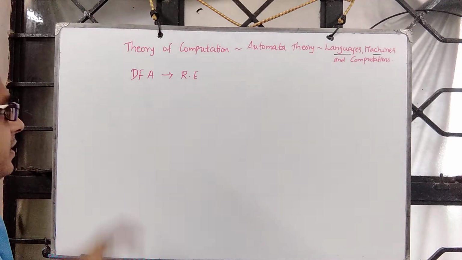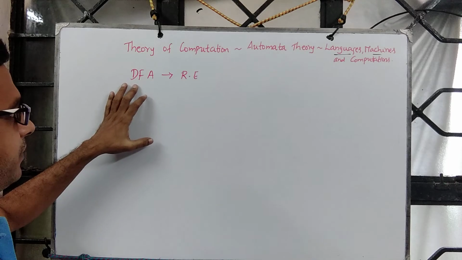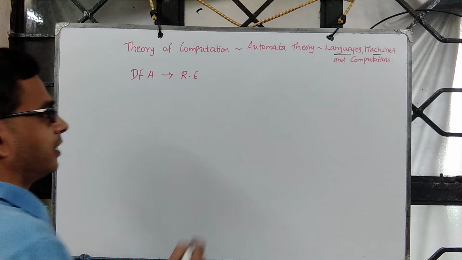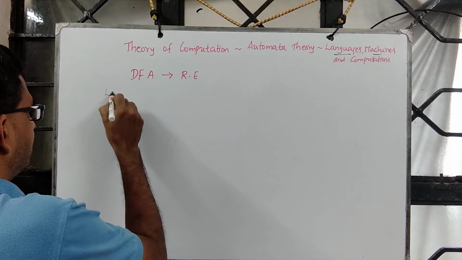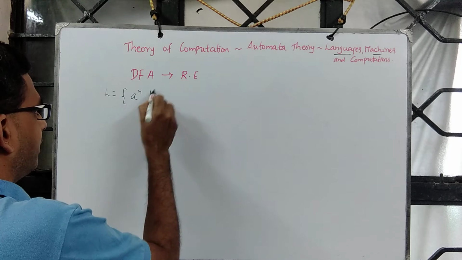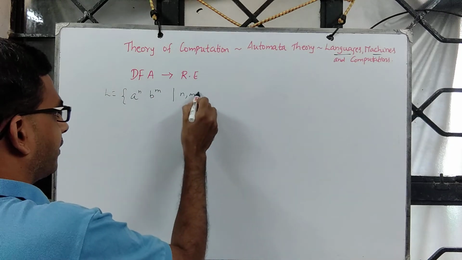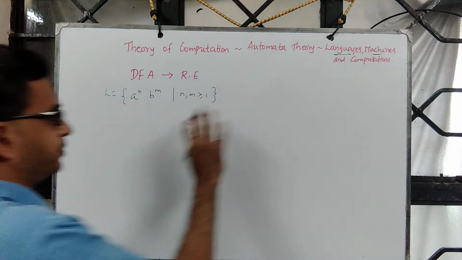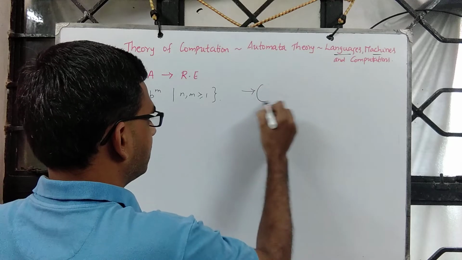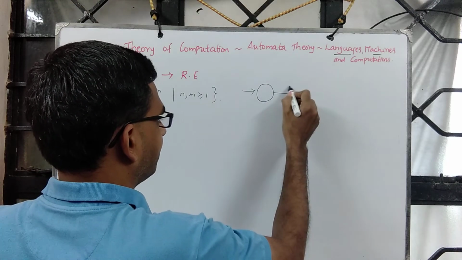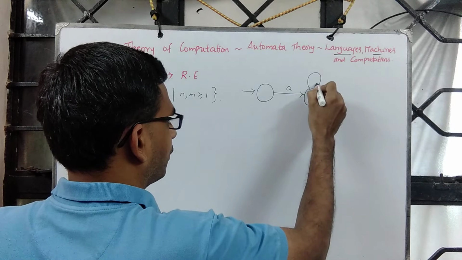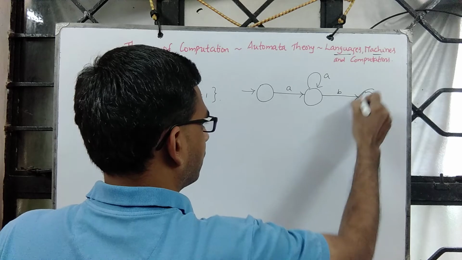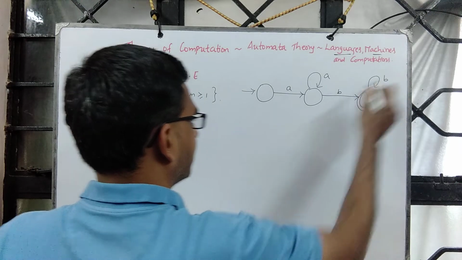We shall next discuss how to convert a deterministic finite automaton to an equivalent regular expression. Let's consider this language. L is equal to a^n b^m, where n, m are greater than or equal to 1. Means the corresponding automaton is precisely this. We read at least one A followed by a sequence of A's, at least one B followed by a sequence of B's.